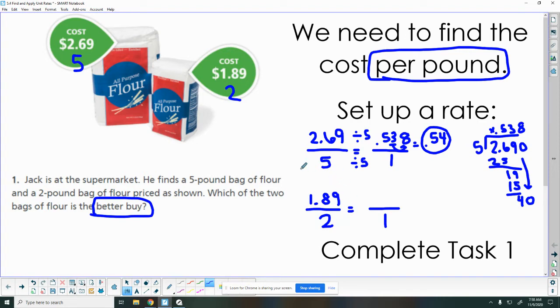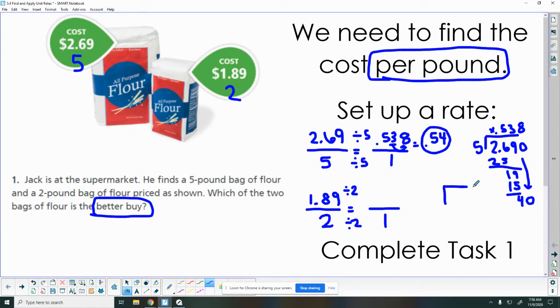Okay, so go ahead and try this problem here and see if you can see how much the $1.89 bag cost per pound. So I know to get from 2 to 1, I'm dividing by 2. And whatever I do to the bottom, we do to the top. So this cancels out. 2 divided by 2 is 1.